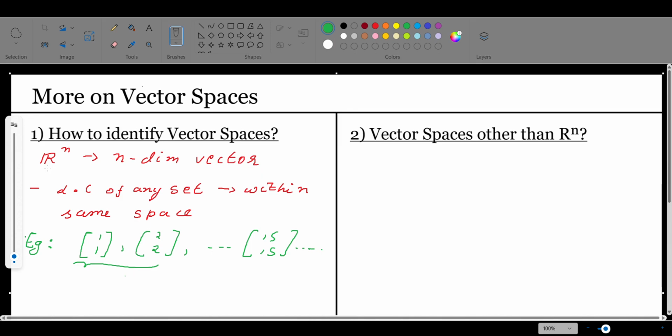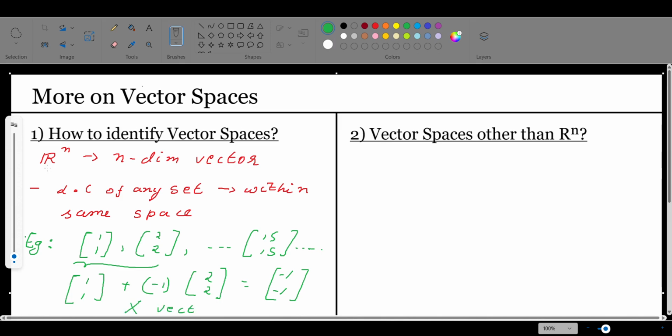Let's think of other linear combinations. Okay. Let's say I added 1, 1 plus minus 1 times 2, 2. What would the result be? Any guesses? It would be minus 1, minus 1. And is minus 1 part of the set that only has whole positive numbers or integers? No. Hence, can you say it's a vector space? No. This is not a vector space.